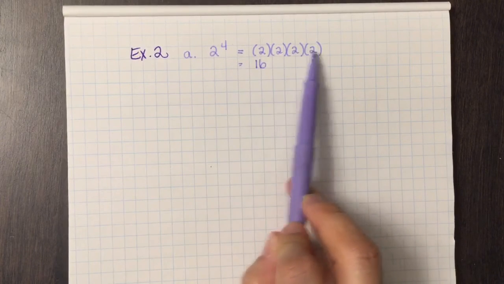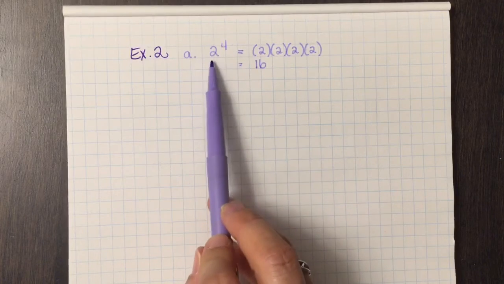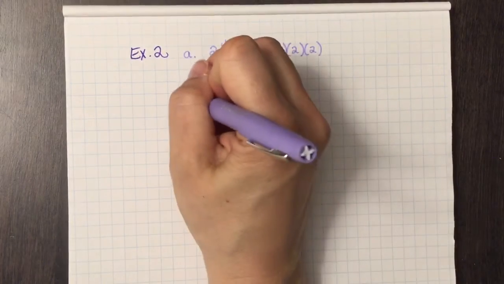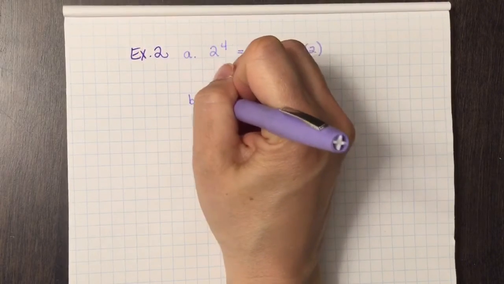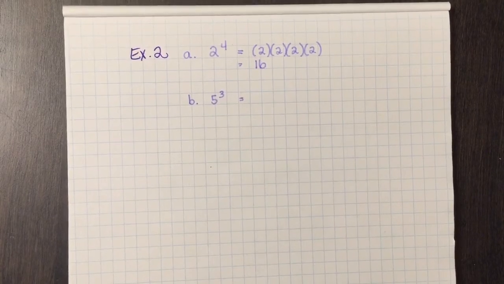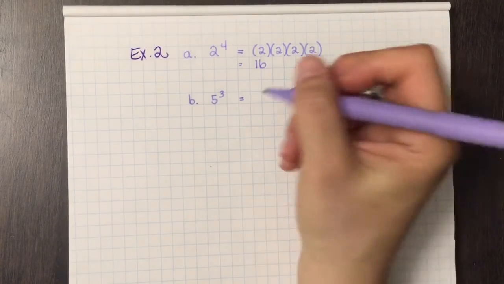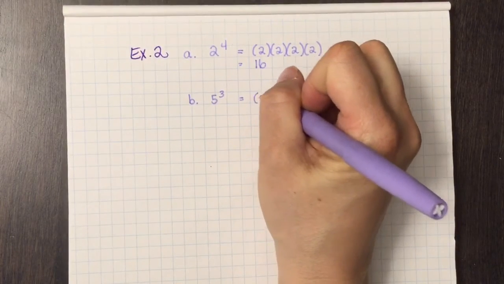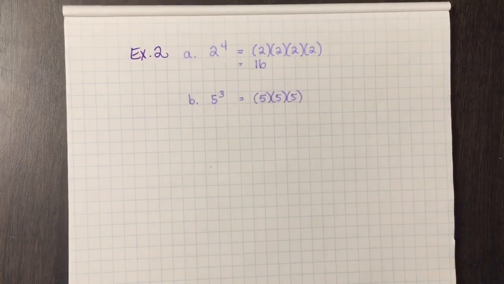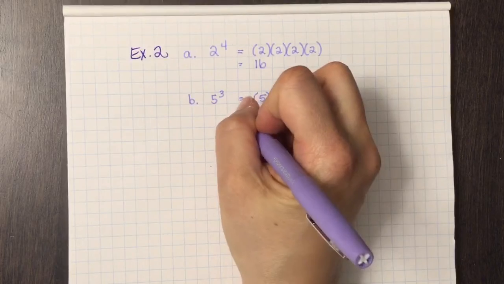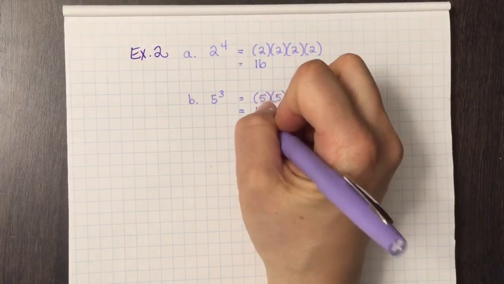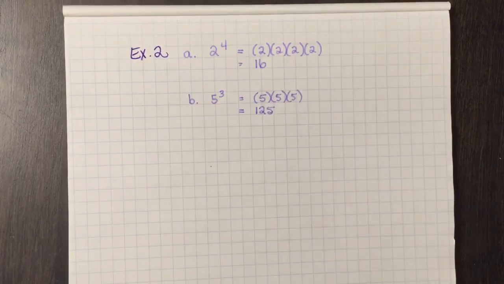Notice there's 4 2's. There's our exponent, and the base is 2, that's why it's all 2's. And then the other one is 5 cubed. So how many 5's would we have written out? We would have 3, right on. And in standard form, which would be the product or the answer, that would be 125.